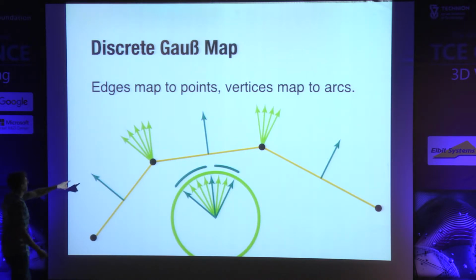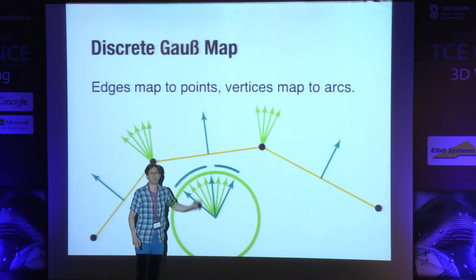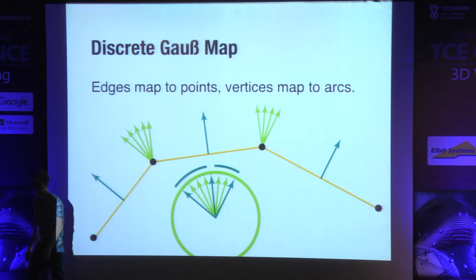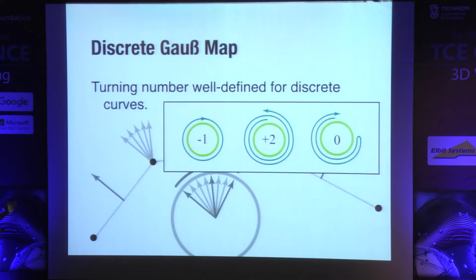And what about the vertex? Well, the vertex corresponds to a transition from one normal vector to another. So the vertex maps to an arc on the unit circle. So we have this nice duality, a primal-dual sort of structure, where we have edges mapping to points and points mapping to edges on this dual structure. But what remains is that if we have a closed discrete curve, then we will have an integer number of turns in the image of the Gauss map.